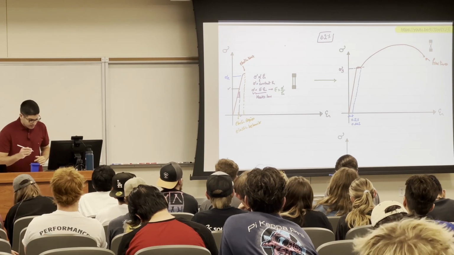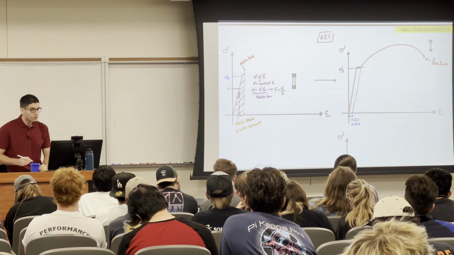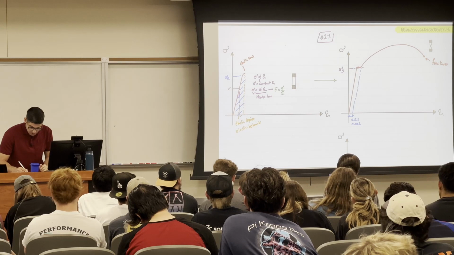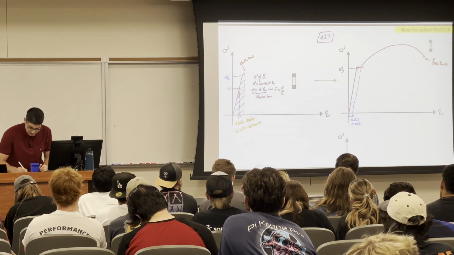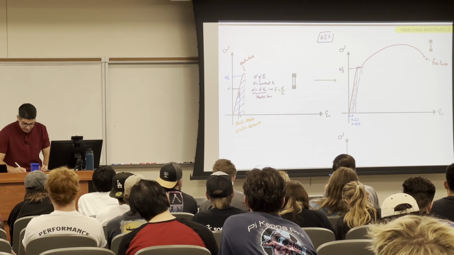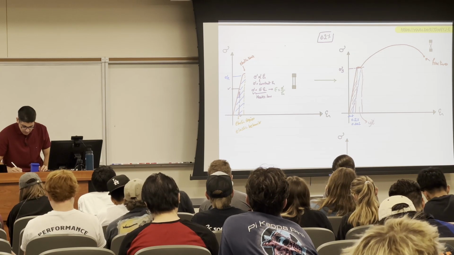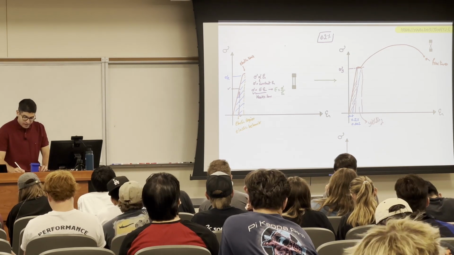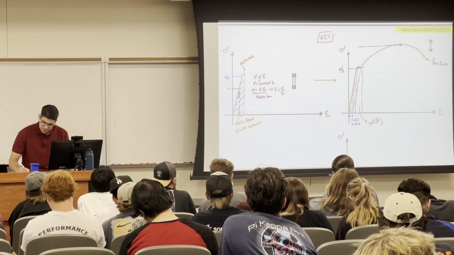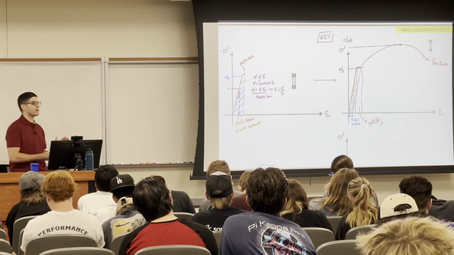So let's define some things here. We all agreed that this region is called the elastic region. Beyond that, to the left, this is the elastic region. You have this thing here we call yielding. And here we have the maximum, which we call the ultimate stress. This is the maximum stress that the material can take.